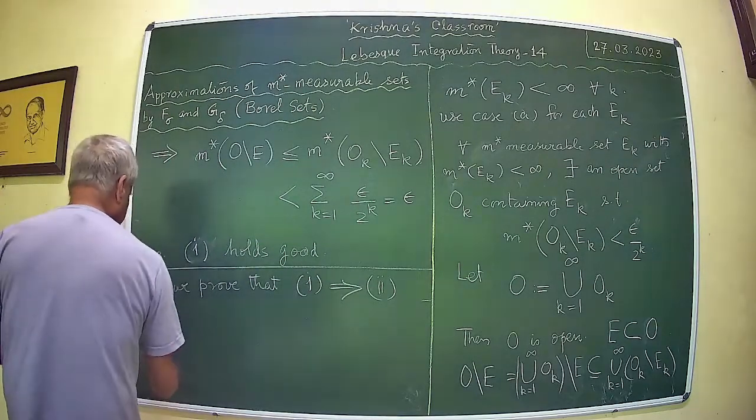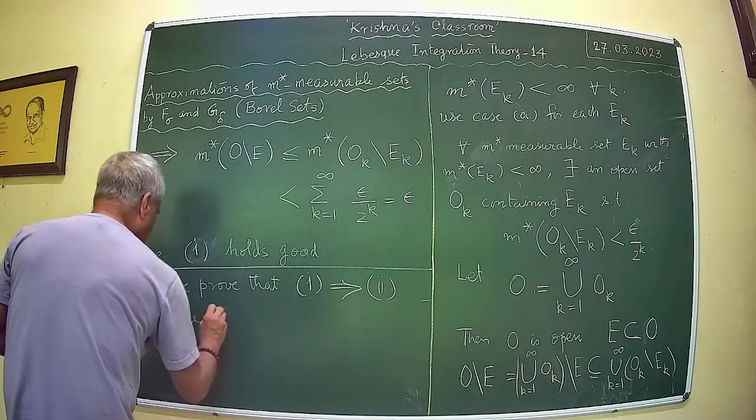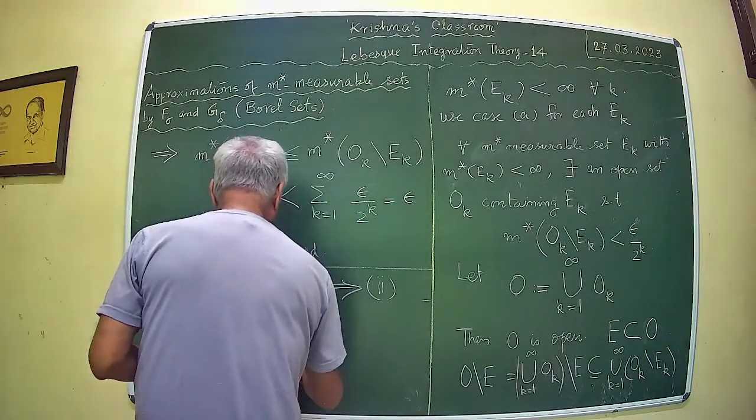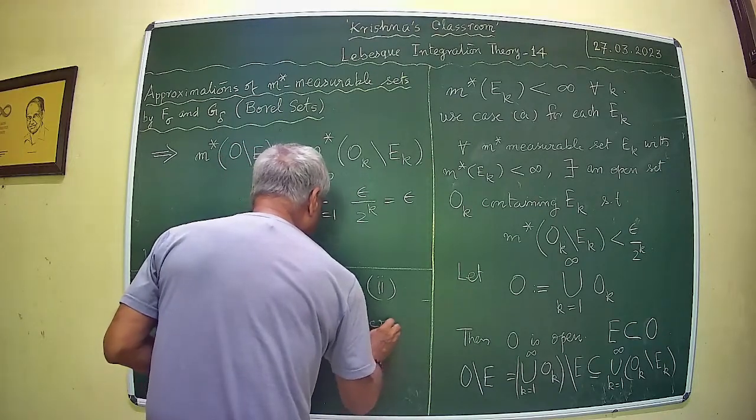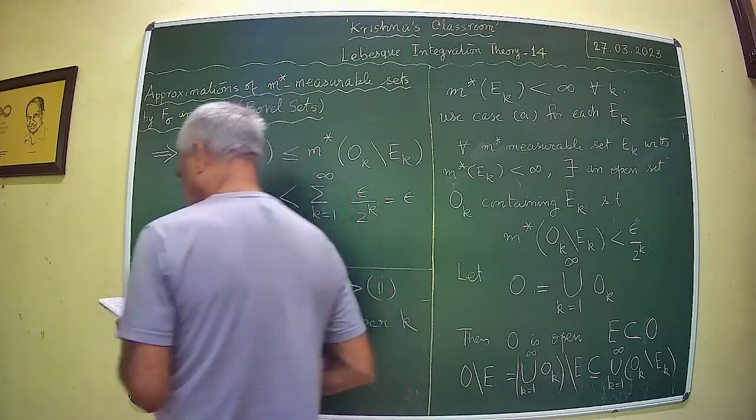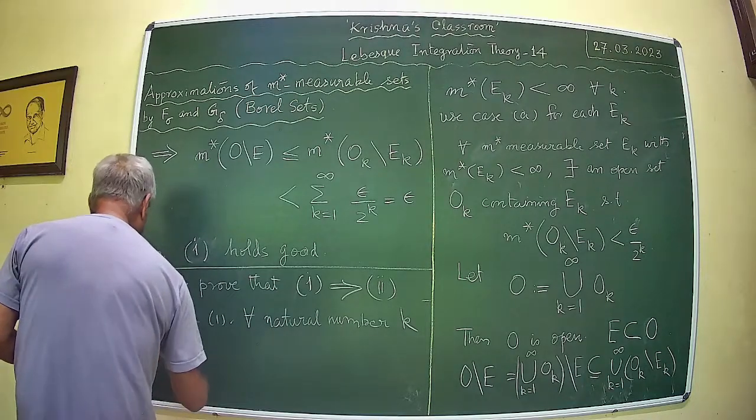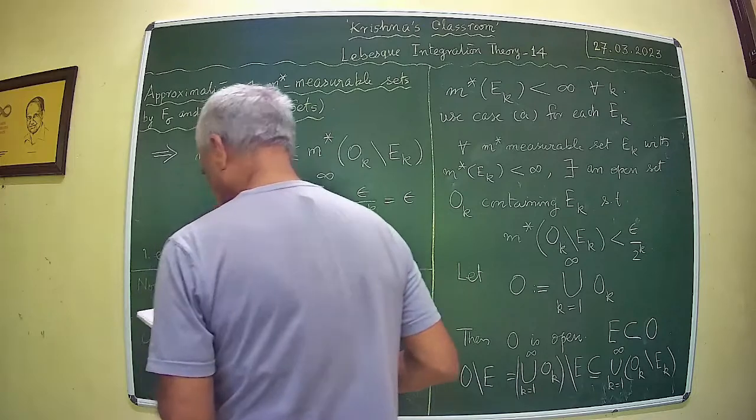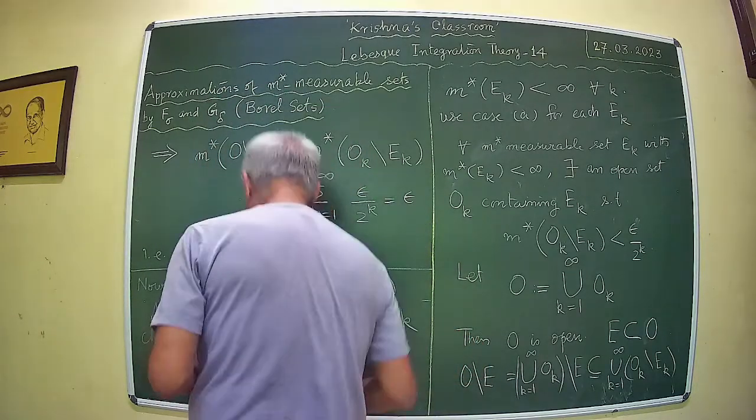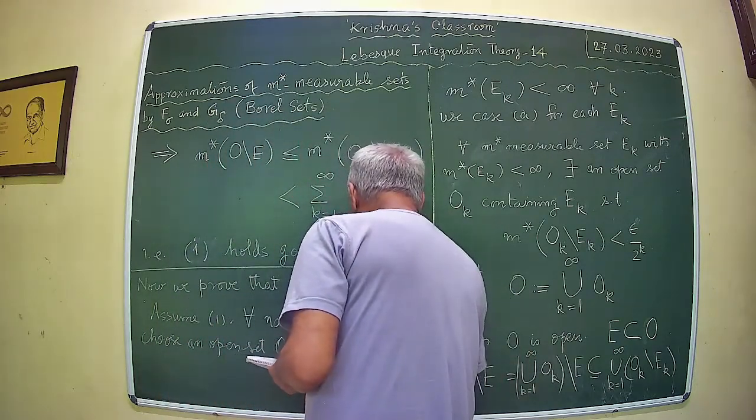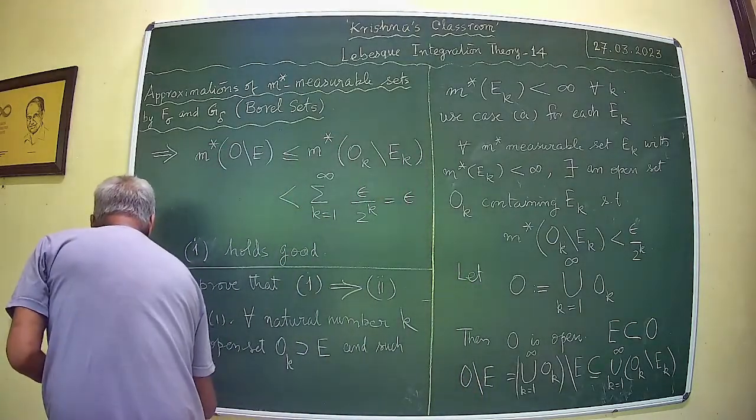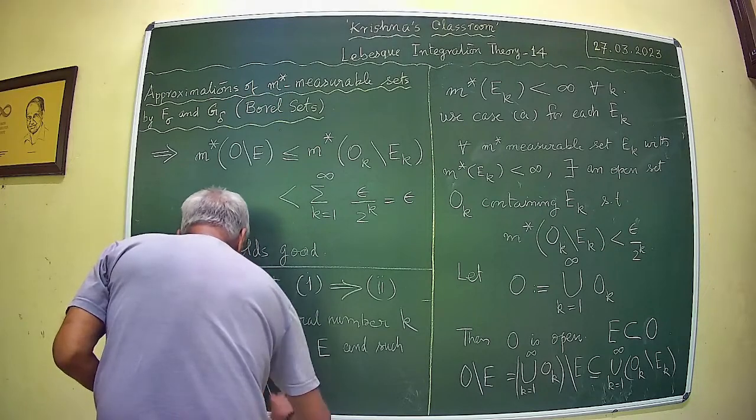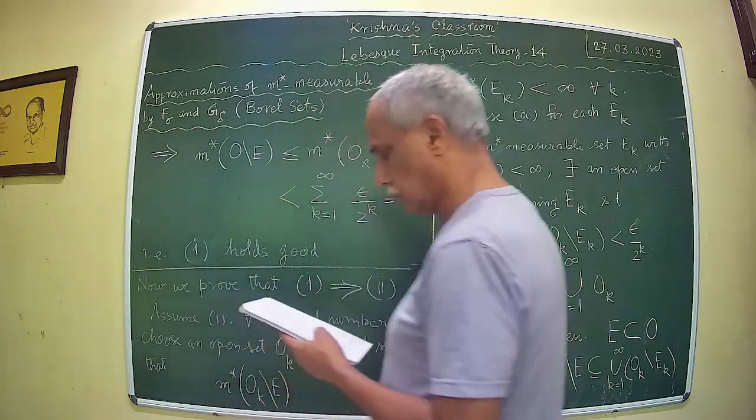For every natural number K, choose an open set O_K containing E and such that M star of O_K slash E is less than 1 over K.